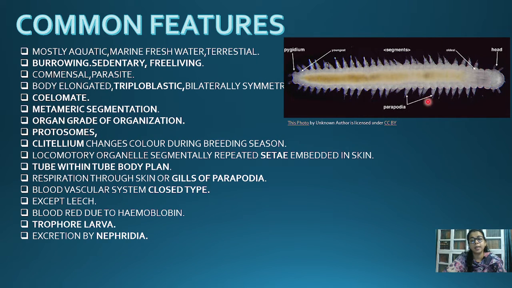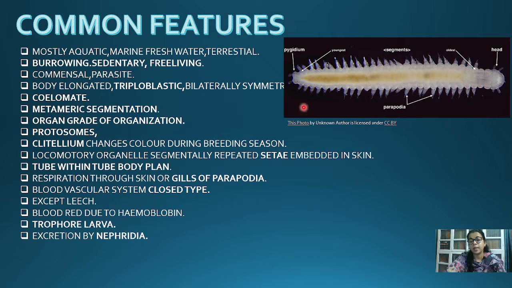And one more thing is that the body type is tube within tube, that is from mouth to anus there is a long tube, a body tube, inside which another tube is present, starting from the mouth and ending in the anus. That's why they are called tube within tube body plan. Respiration is through the skin or the gills of parapodia. You can see these are the parapodia responsible for respiration, or through the skin surface they can also respire. So this is very important. The gills of parapodia are responsible for respiration.